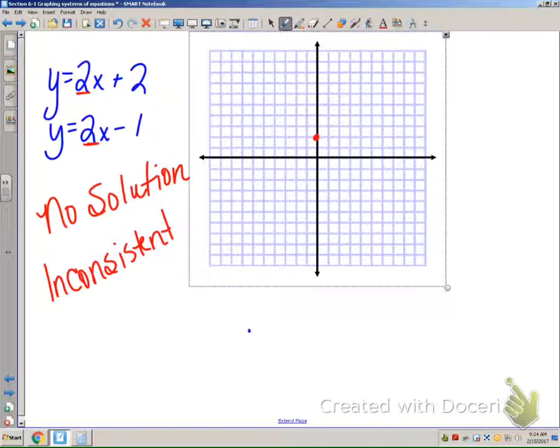Go up 2 for the y-intercept, and then my rise over run is up 2 over 1, up 2 over 1, and there's my line. Okay, this one starts down here at -1, and the slope is still up 2 over 1, up 2 over 1, up 2 over 1. And we can see that they're never ever going to intersect. They are parallel. Therefore, they are inconsistent.